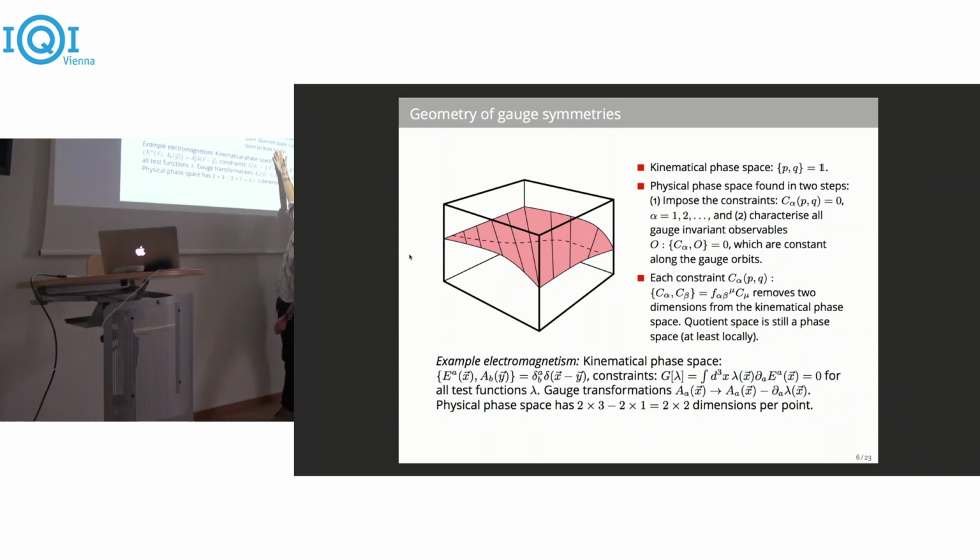Imposing a constraint removes two dimensions from the kinematical phase space, because we first go to the constraint hypersurface and then have to identify points on the orbit. And in the case of electromagnetism, this gives us 2 times 3. So these vector fields have 3 components each, minus 2 dimensions corresponding to this one constraint. And this gives 2 times 2 physical dimensions per point, which are the 2 phase space degrees of freedom for the photon field, the 2 polarizations of the photon.